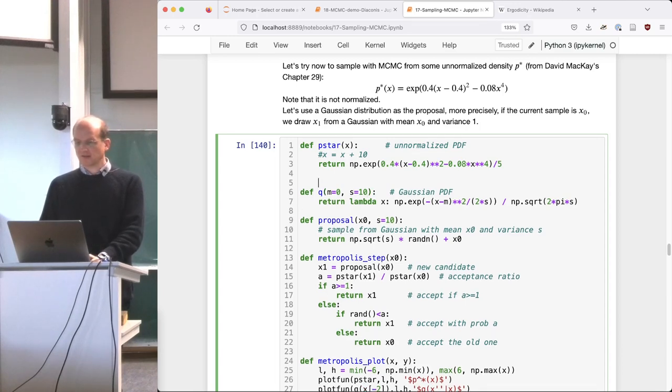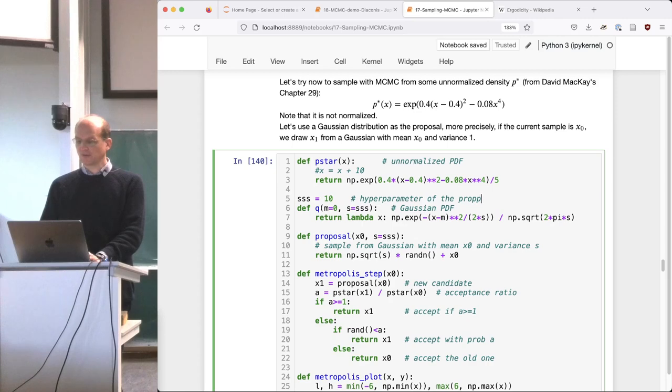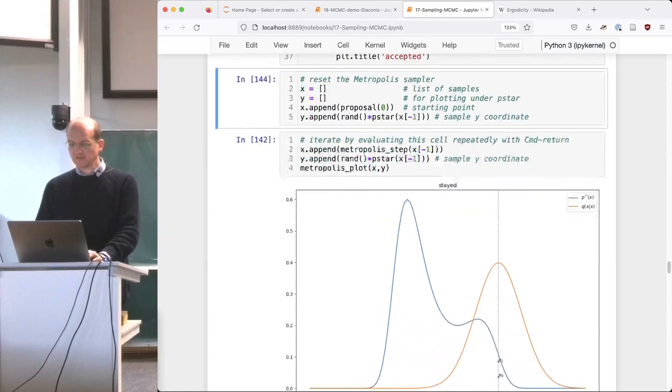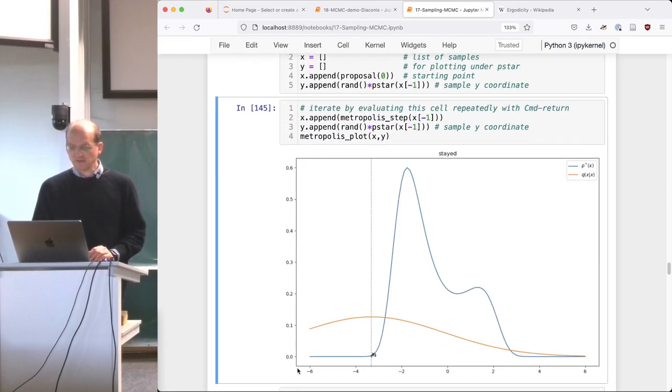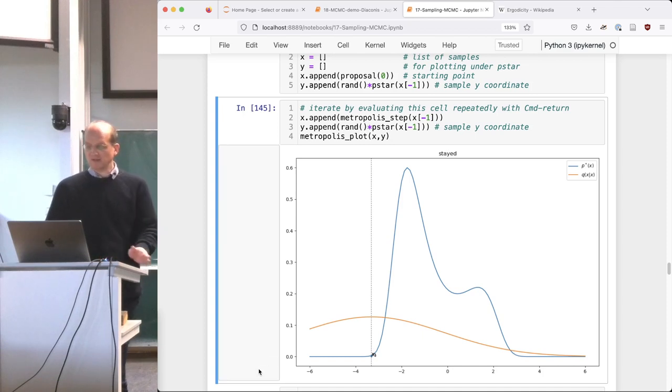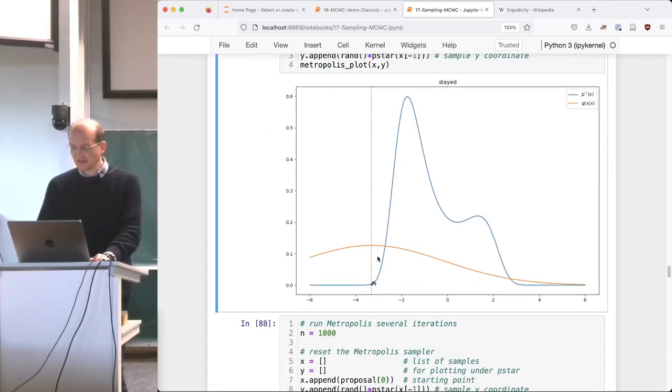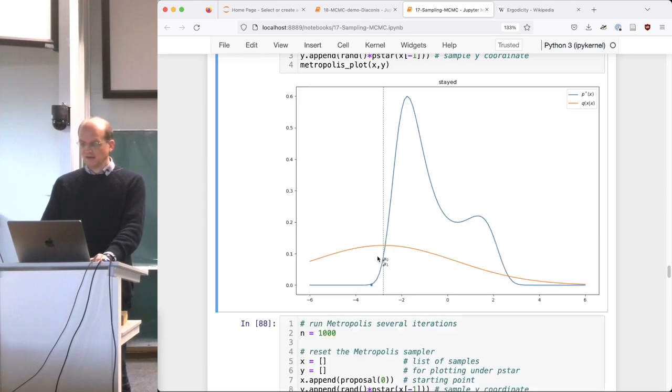So let's call this triple S equal to 10, and then set this to triple S, a magic number. This is the hyperparameter of the proposal STD. Good, so let's reset it and look at the plot. As you can now see, my distribution is very wide, and my sample is probably off the limit here. It's not even in the picture, so we won't accept it. The next sample will be the same one, and so it takes quite a long time.